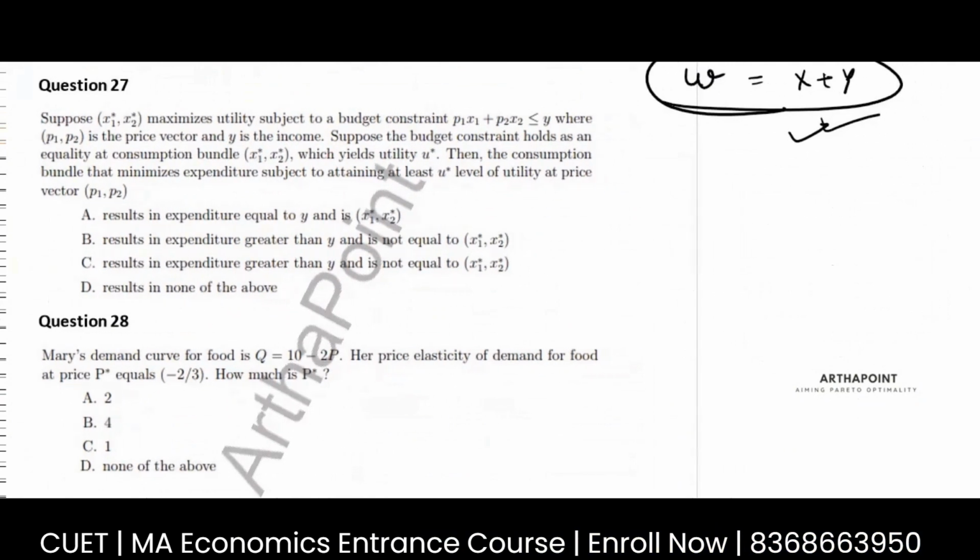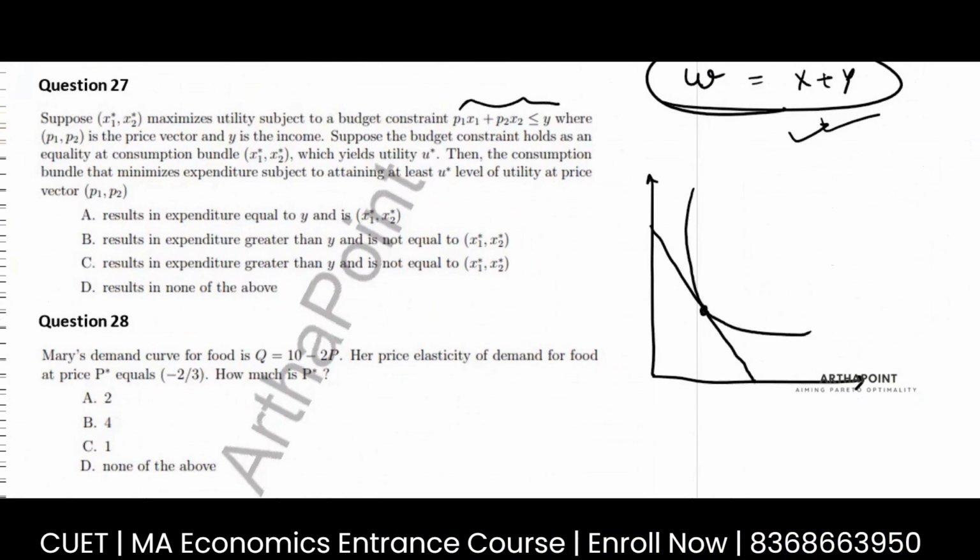So here is what this question is saying. You have this as the budget line. This is given to you. You find a bundle that is maximizing your utility. This is your given level of utility. This is your equilibrium bundle, x1 star, x2 star. This bundle fetches your utility U star.